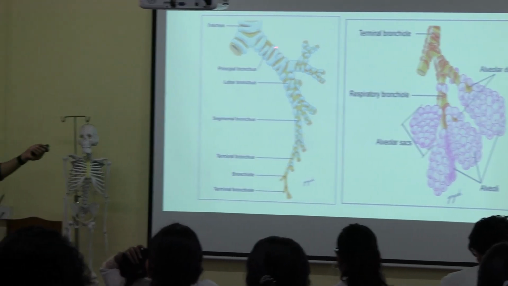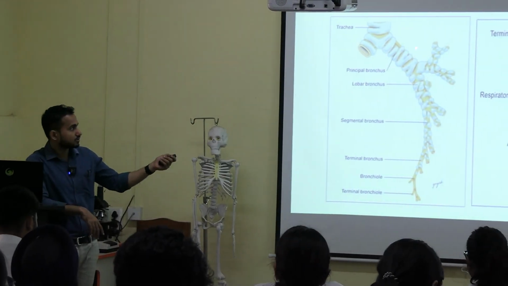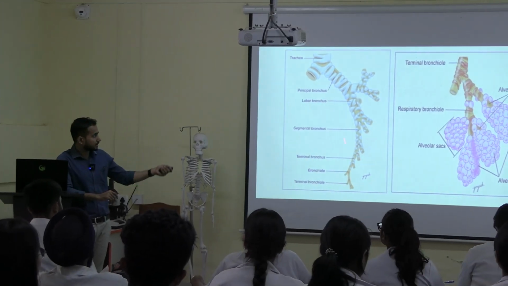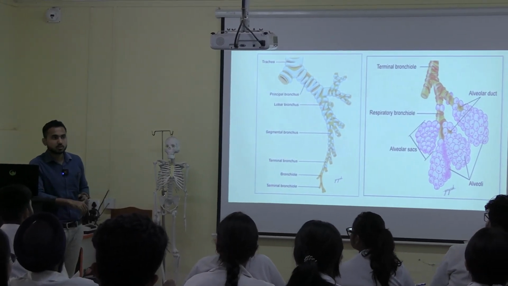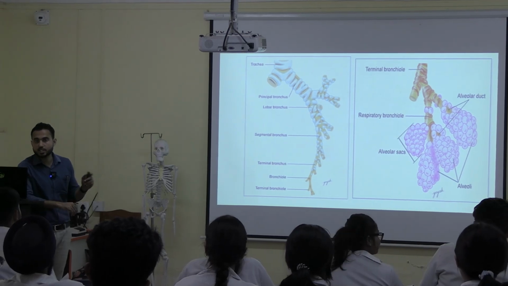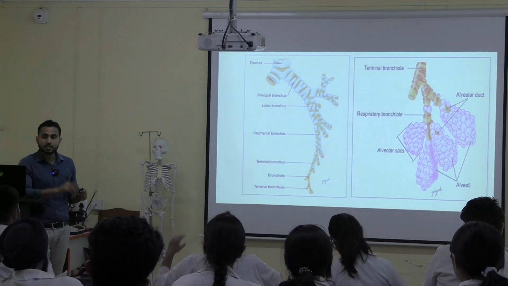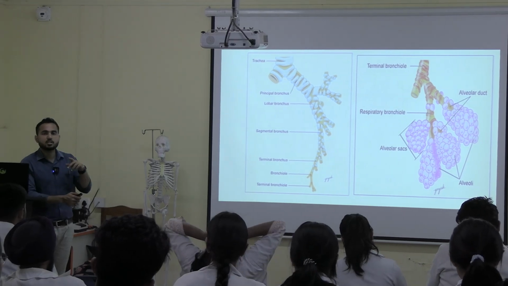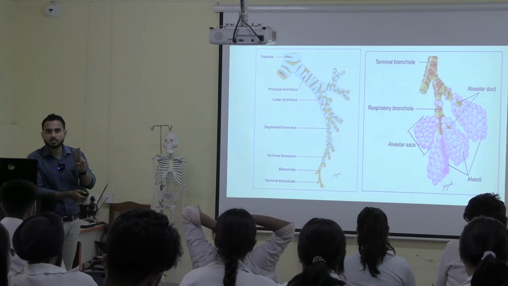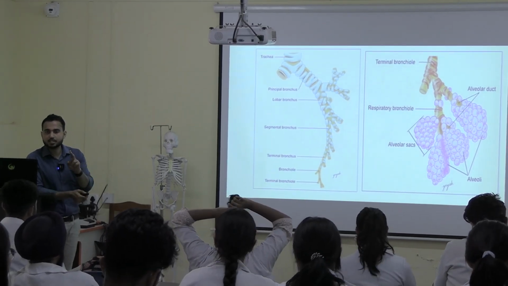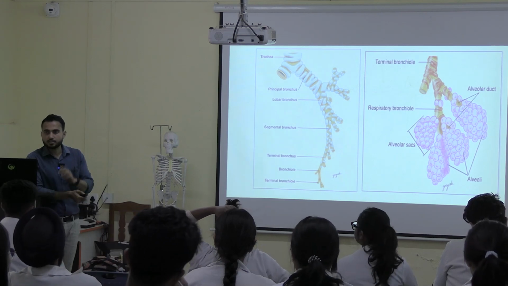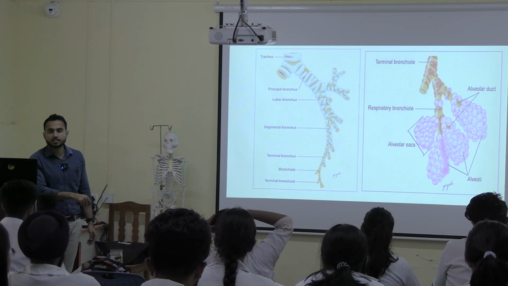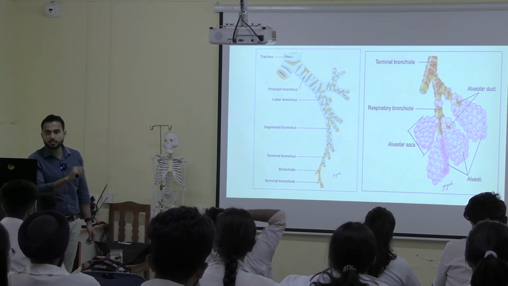Okay, now this structure is called what? Anyone? Yes, who said? No, the entire one. Yes, bronchial tree. It is also called the tracheobronchial tree. Now in the tracheobronchial tree, as I said, two parts are there. One is the conducting part, another one is the respiratory part. This part which you can see over here is the conducting part, and this is the respiratory part.